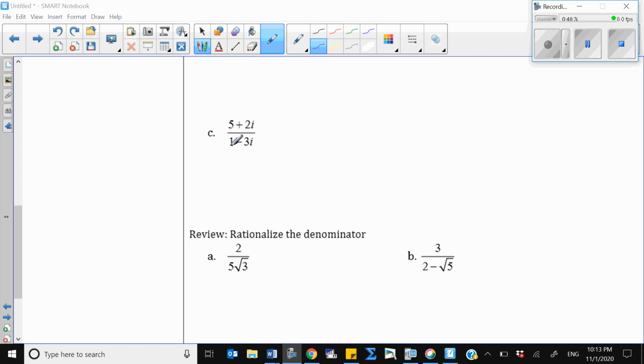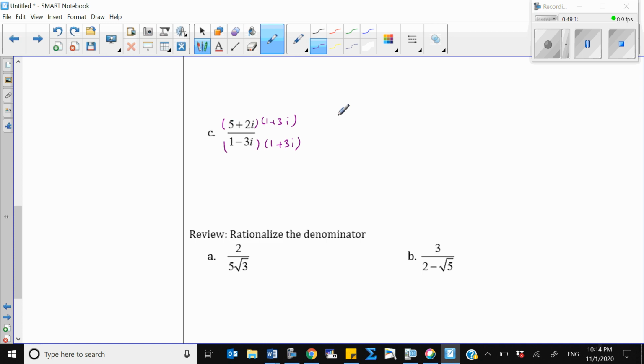Okay, now let's do this example: (5 + 2i) over (1 - 3i). Again, we just want to get rid of the i in the denominator, and it's okay if we have the i in the numerator. To get rid of it, I need to multiply by the conjugate of the denominator, which is 1 + 3i. So I need to multiply both top and bottom by 1 + 3i.